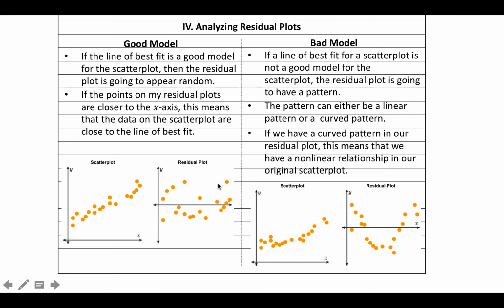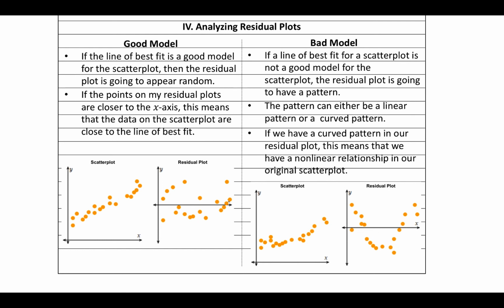Analyzing residual plots. So, a good model. If the line of best fit is a good model for the scatter plot, then the residual plot is going to appear random. If the points on my residual plot are close to the x-axis, this means that the data on the scatter plot are close to the line of best fit.